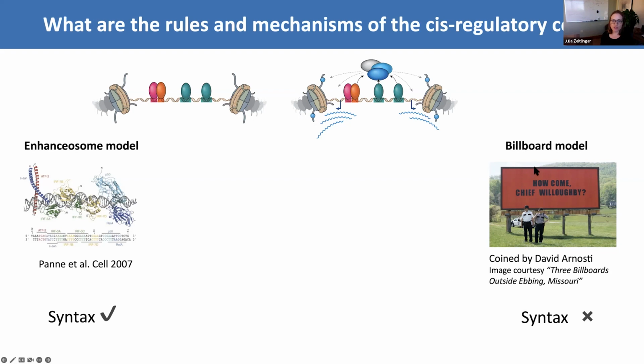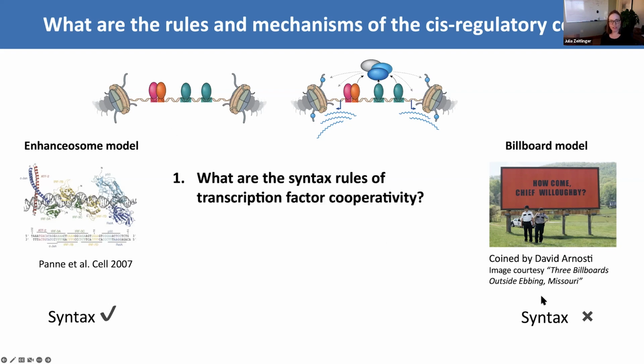What I'm going to show you today is that neural networks are ideally suited to solve this kind of problem. How do we look at combinations and syntax of motifs? I'm going to tell you two stories. One is where we looked at exactly that problem: what are the syntax rules by which transcription factors cooperate with each other? And then the second part is that we can also apply similar models to other data sets, and we specifically wanted to know what's the role of chromatin accessibility in gene regulation.